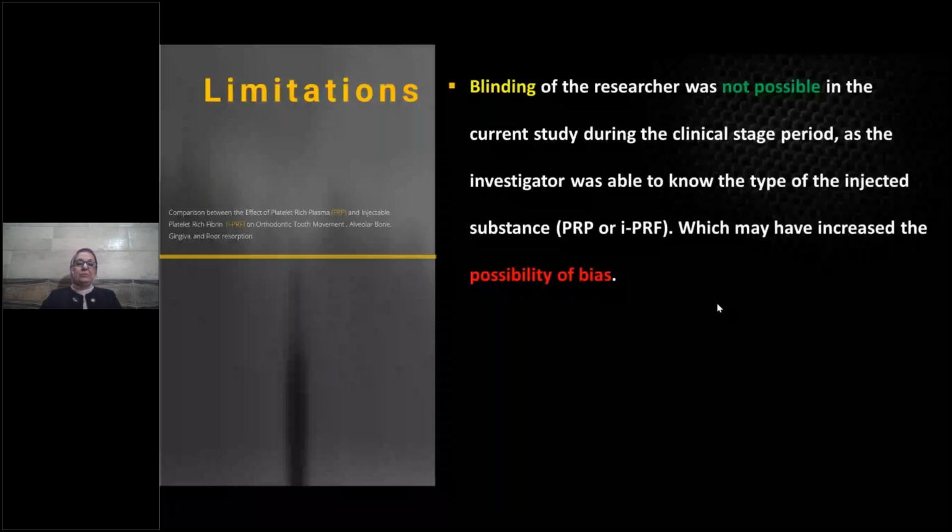We conclude, within the limitation of the current study, that during canine retraction, the use of platelet-rich plasma and injectable platelet-rich fibrin was a successful way to accelerate orthodontic tooth movement. The PRP effect lasted for 1 month only, while the injectable platelet-rich fibrin had a prolonged acceleration effect.